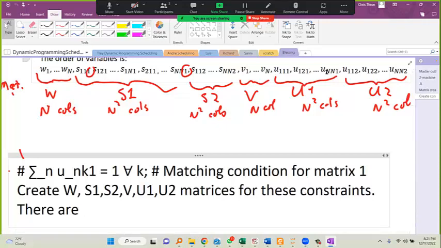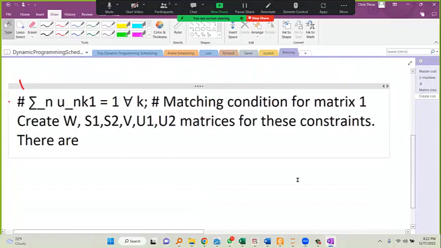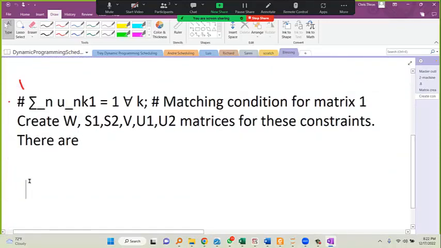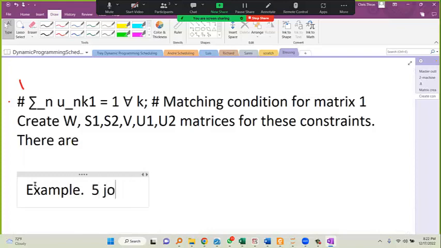If N equals 5, how many U variables are there? How many variables are there here? We'll have 5 of them. So what are they? We'll give an example. 5 jobs, so that means N equals 5. So the number of the variables.